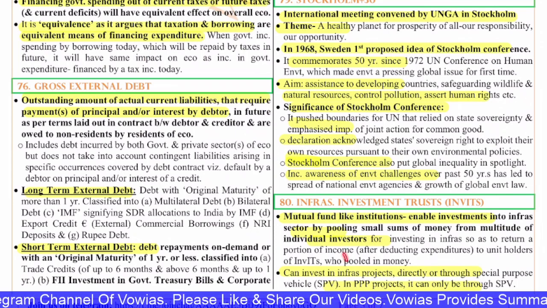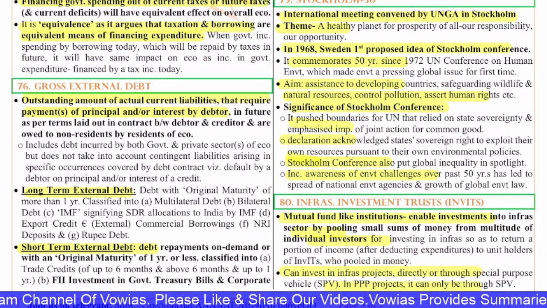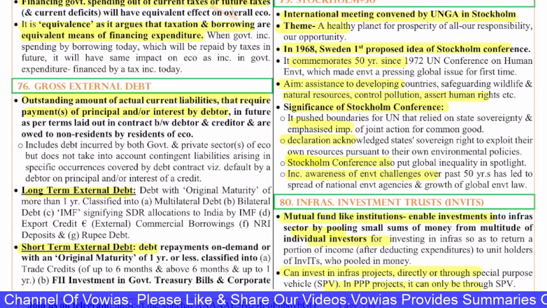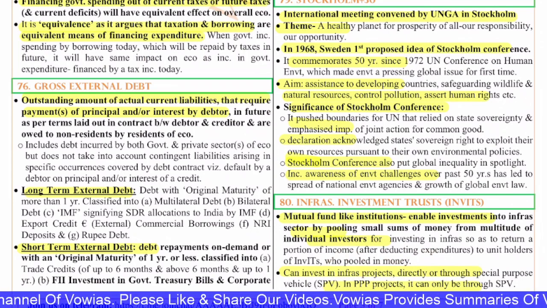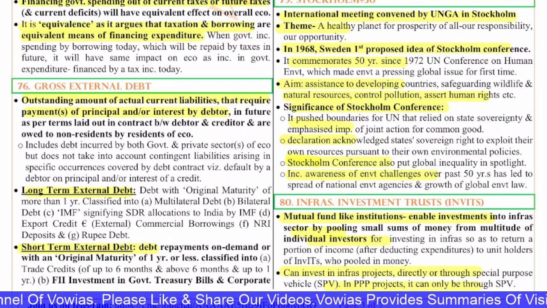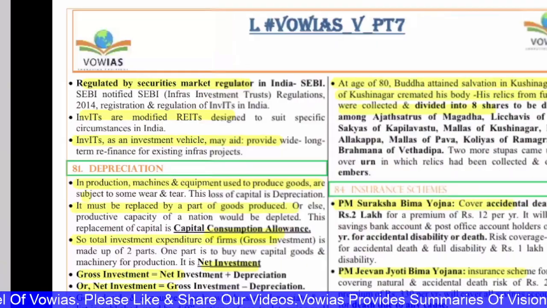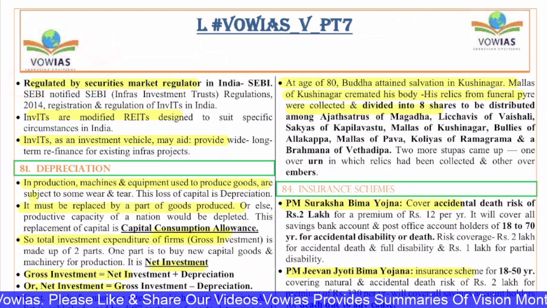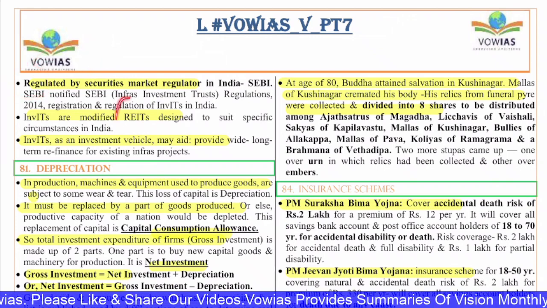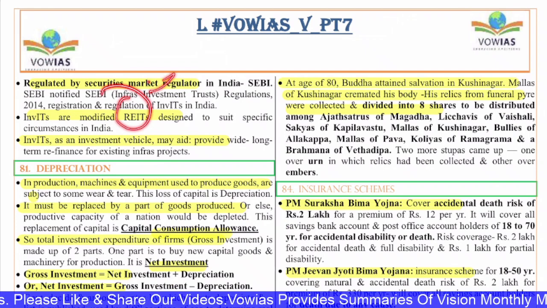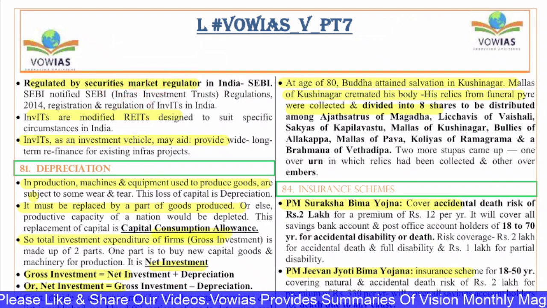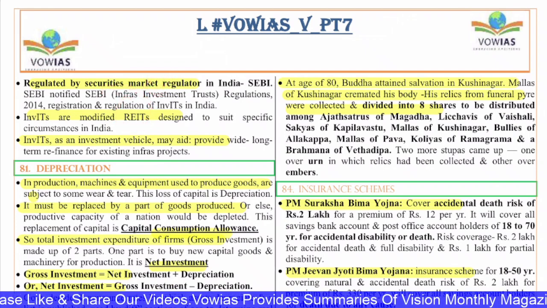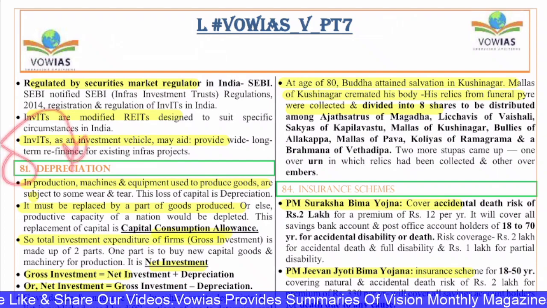And they can invest in infrastructure projects directly or through a special purpose vehicle. In PPP, it can only be through a special purpose vehicle, but for the government ones, they can be through the direct route. They are regulated by SEBI, and they are modified REITs, Real Estate Investment Trusts, designed to suit specific circumstances of India.